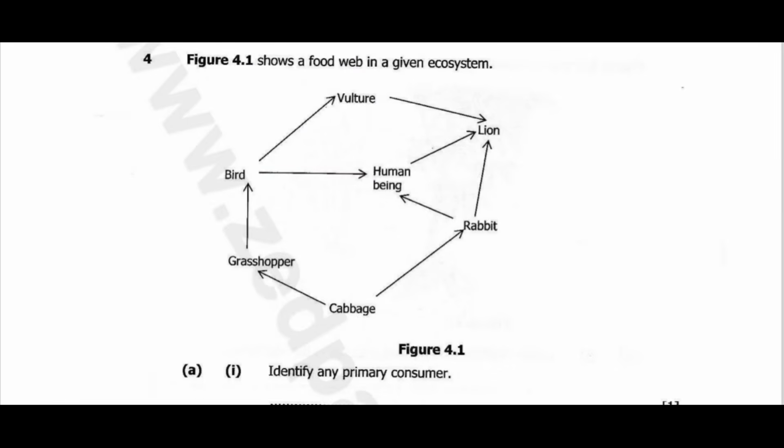Then we will have question 4. Figure 4.1 shows a food web in a given ecosystem. So here we have cabbage. So cabbage is a plant. So the first one under a food web or a food chain, we need to have a producer. So the producers are always the green plants. Then grasshopper. Grasshopper is a primary consumer. Rabbit, primary consumer. A bird, we have a secondary consumer. Human being, secondary consumer. Lion can also be a secondary consumer. Vulture can be a tertiary consumer.